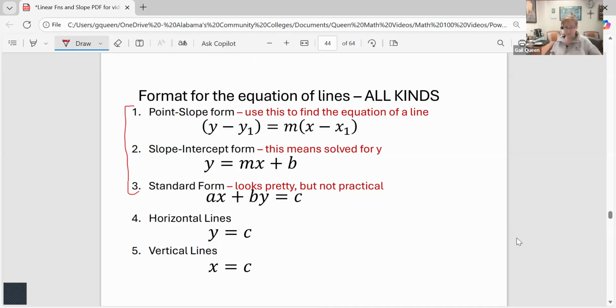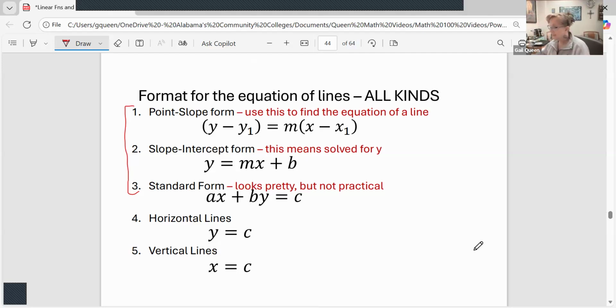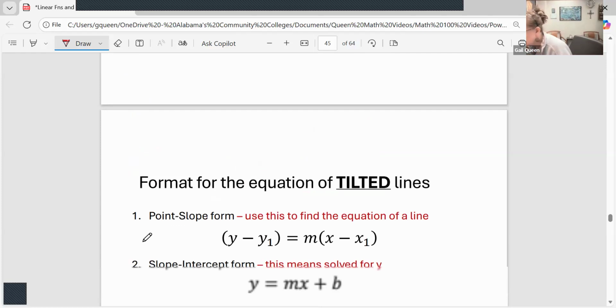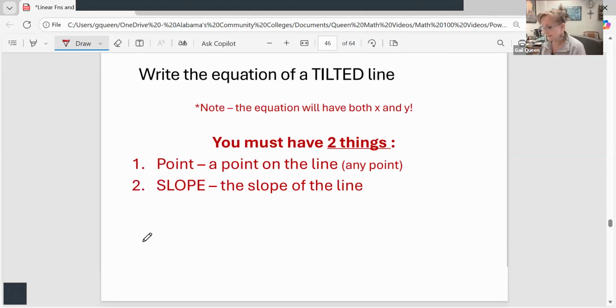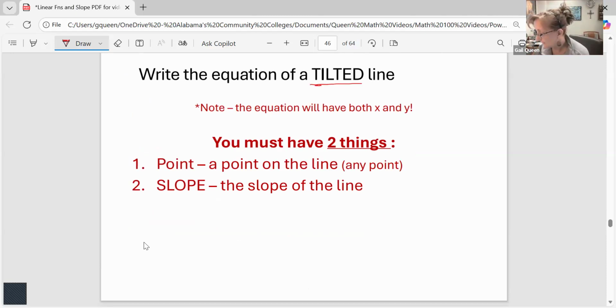All right, now we're really focused. We already know how to do the horizontal and vertical ones. So let's go back and really focus on these tilted lines. And we're going to start at the top. If they ask you to write the equation, and keep in mind, they're not going to say tilted. This is a word that I'm using because it helps my brain. They're just going to say, find the equation of the line. If you know it's horizontal or vertical, you already know what to do. If you know it is not horizontal and not vertical, then you have to do a little more thinking.